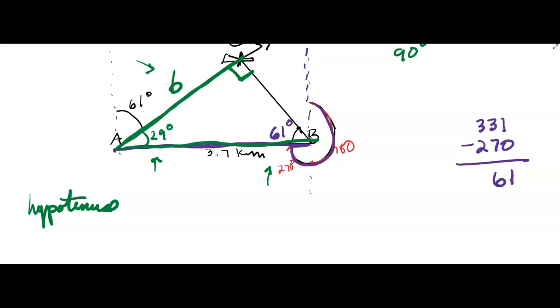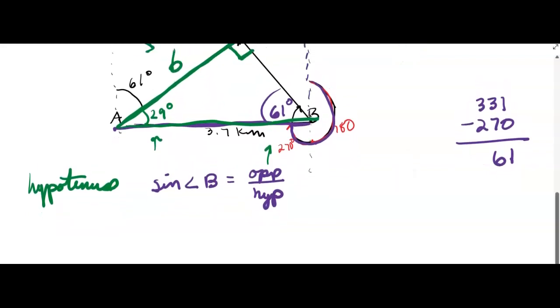Well, if you're using angle 61 degrees, so let's say you're using angle B, then you're talking about the opposite over the hypotenuse. So the sine of angle B would be the opposite over the hypotenuse. So now we can start figuring things out. We know angle B is 61 degrees, and the opposite side is what we don't know. This is the opposite side over here. And then we know the hypotenuse is that 3.7. I don't know if you can see it, 3.7 kilometers.